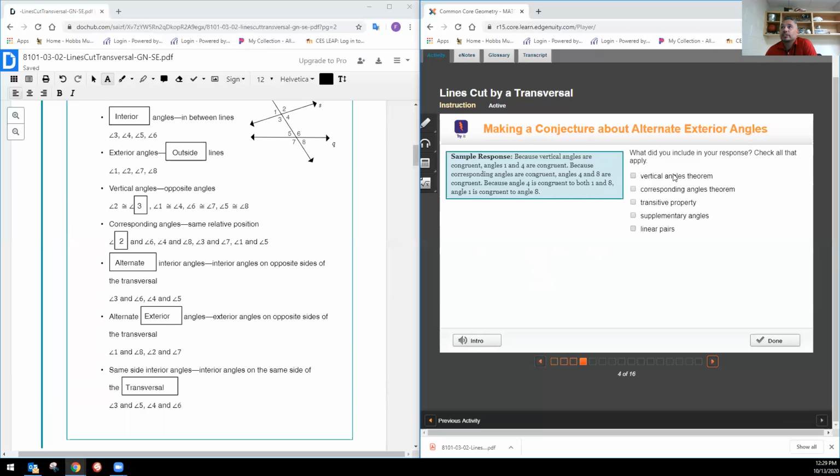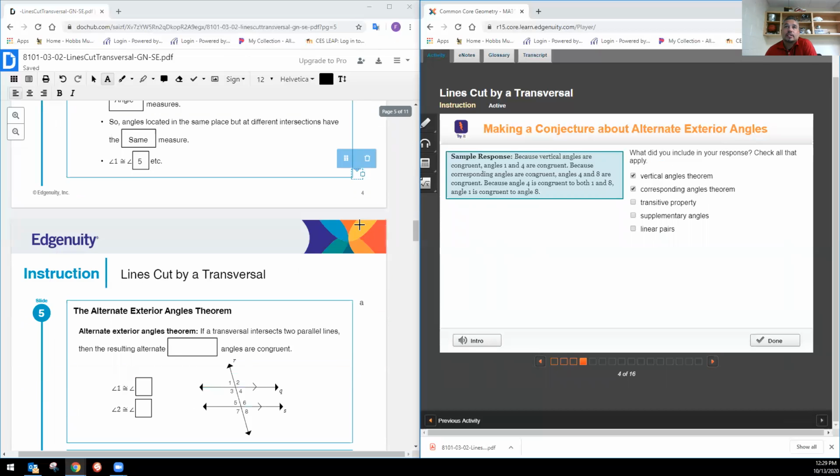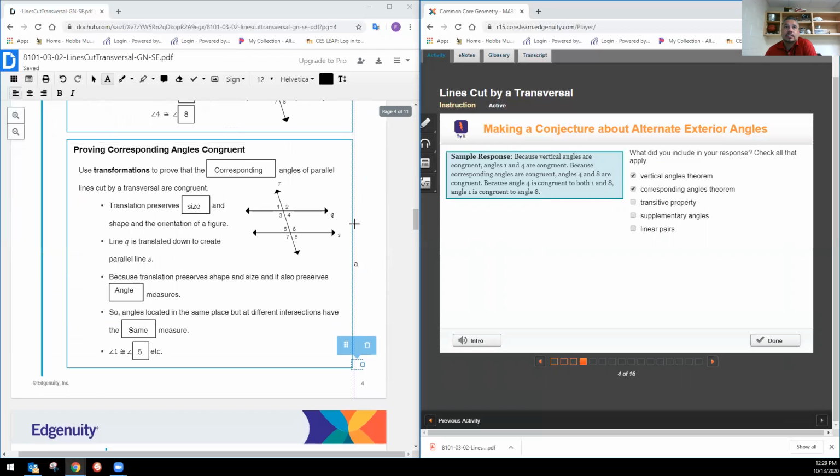What did you include in your response? Well, the vertical angles theorem, the corresponding angles theorem, and let's see, what else do we have here? I think those might be it. Let's look at one way to prove that alternate exterior angles are congruent. It's throwing me off because of that extra ding in there.